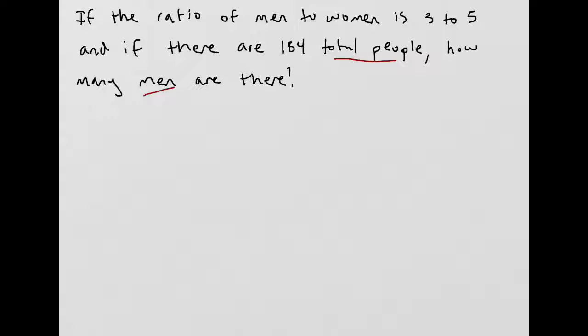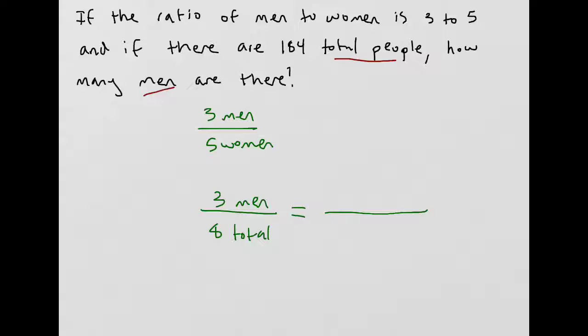So what we know from the given information is that for every 3 men, there are 5 women. So that means I can write a ratio of men to total people, because I know that if I combine those two together, for every 8 total people, there are 3 men. And so what we know is that there are 184 total, and what we don't know is how many men we have. So I'm going to call that x.